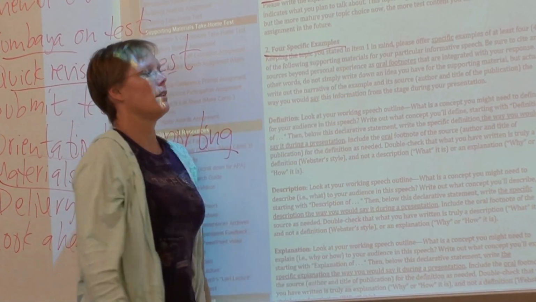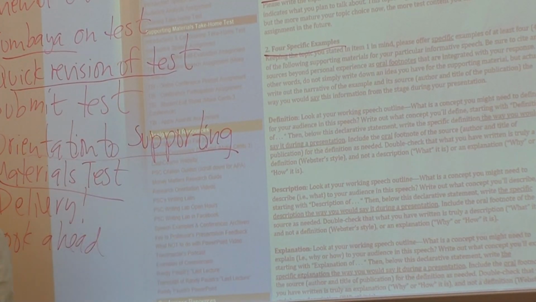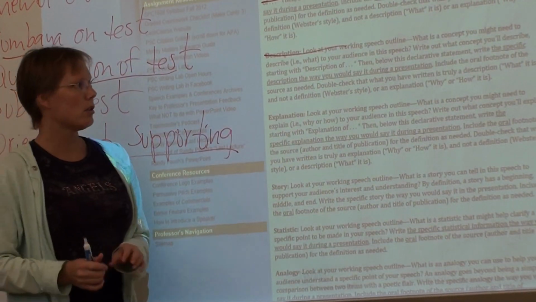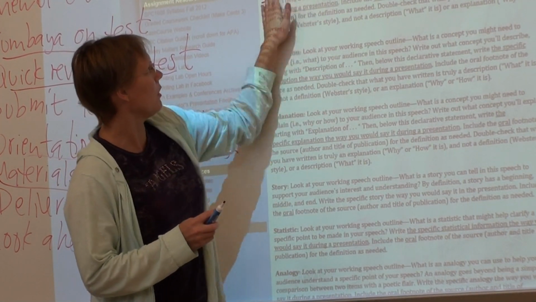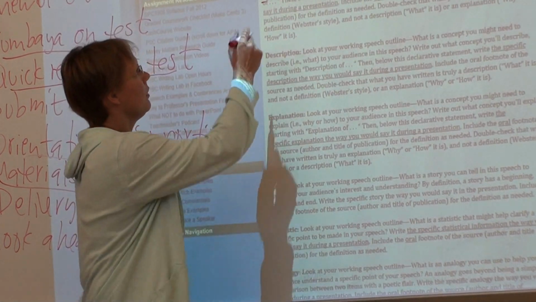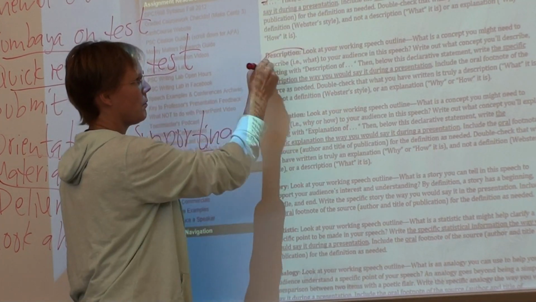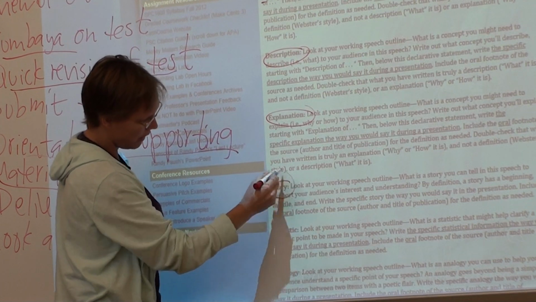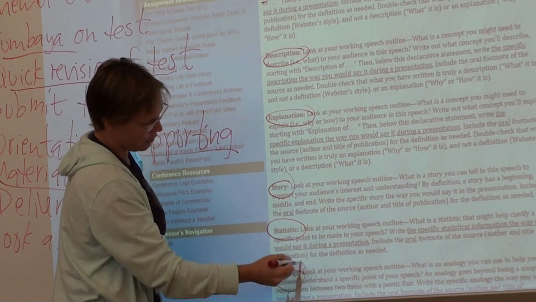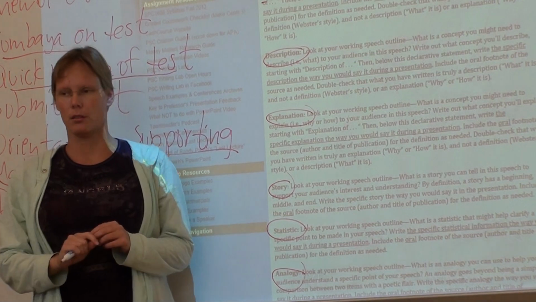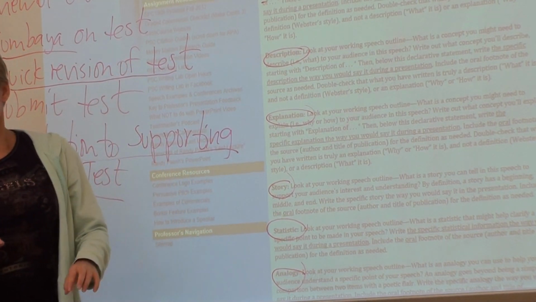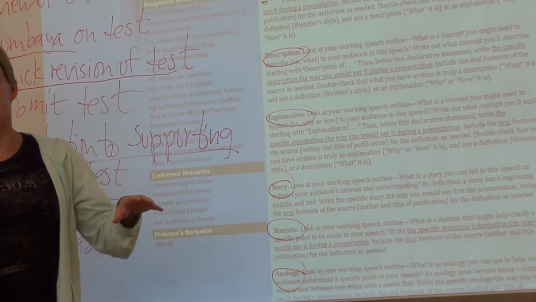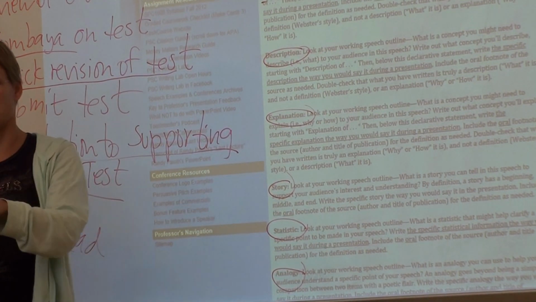And then 2, this is where the plot thickens. There are many different techniques for supporting materials, and I'm giving you options here. And you need to show me that you understand at least 4 of these. You can choose definition, description, explanation, story, statistic, or analogy. How many are you picking? 4, and they need to be 4 different ones. 4 different types of supporting materials for your informative speech.